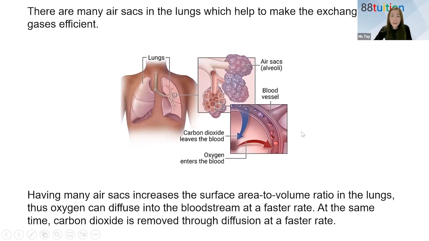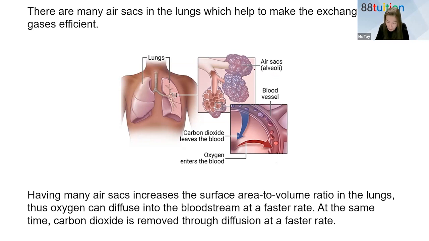Today's lesson, you need to know about this. There are many air sacs in the lungs. This will help to make the exchange of gases efficient. If you look at the lungs, we only know that there are two of them in our body. One side is slightly smaller than the other because it needs to accommodate the positioning of the heart. If you were to zoom into the lungs, you are going to see these air sacs. We also call them the alveoli.